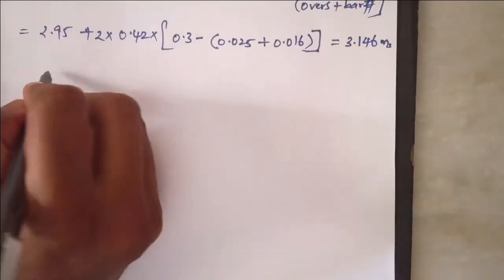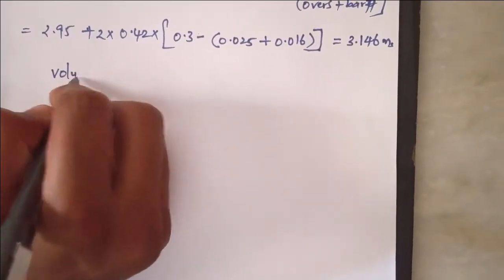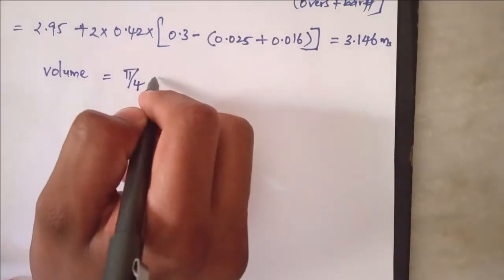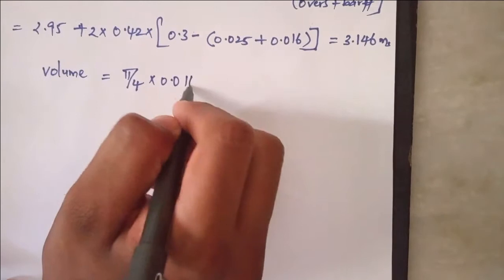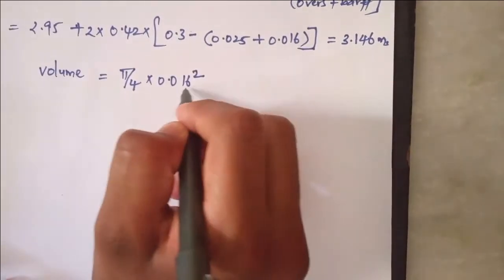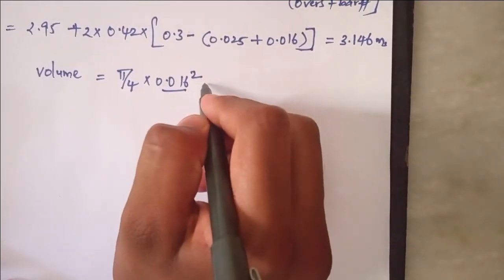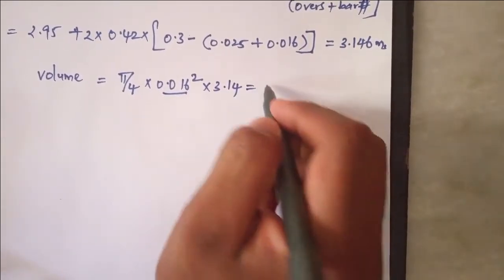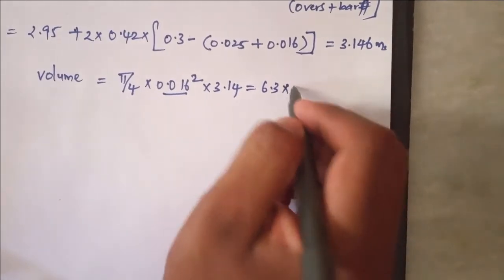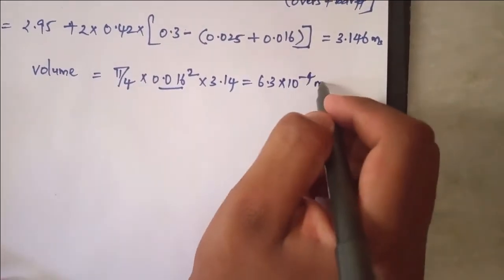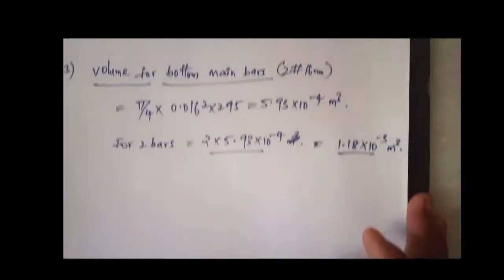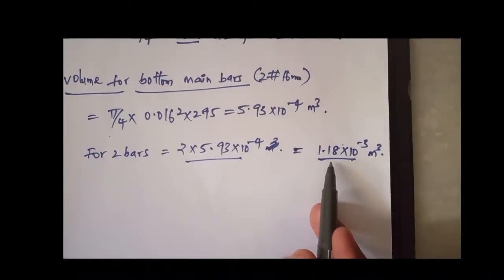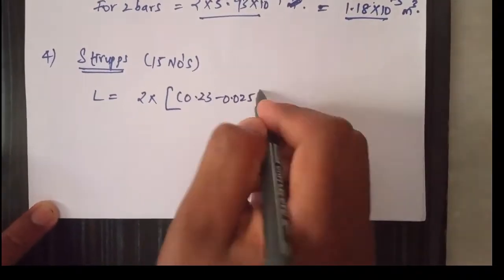Then you have to calculate the volume of the bar, the formula is pi by 4 into d square into L. That gives 0.3 into 10 to the power of minus 4 meter cube. I have calculated for the bottom main bars, which are the same as the top two.